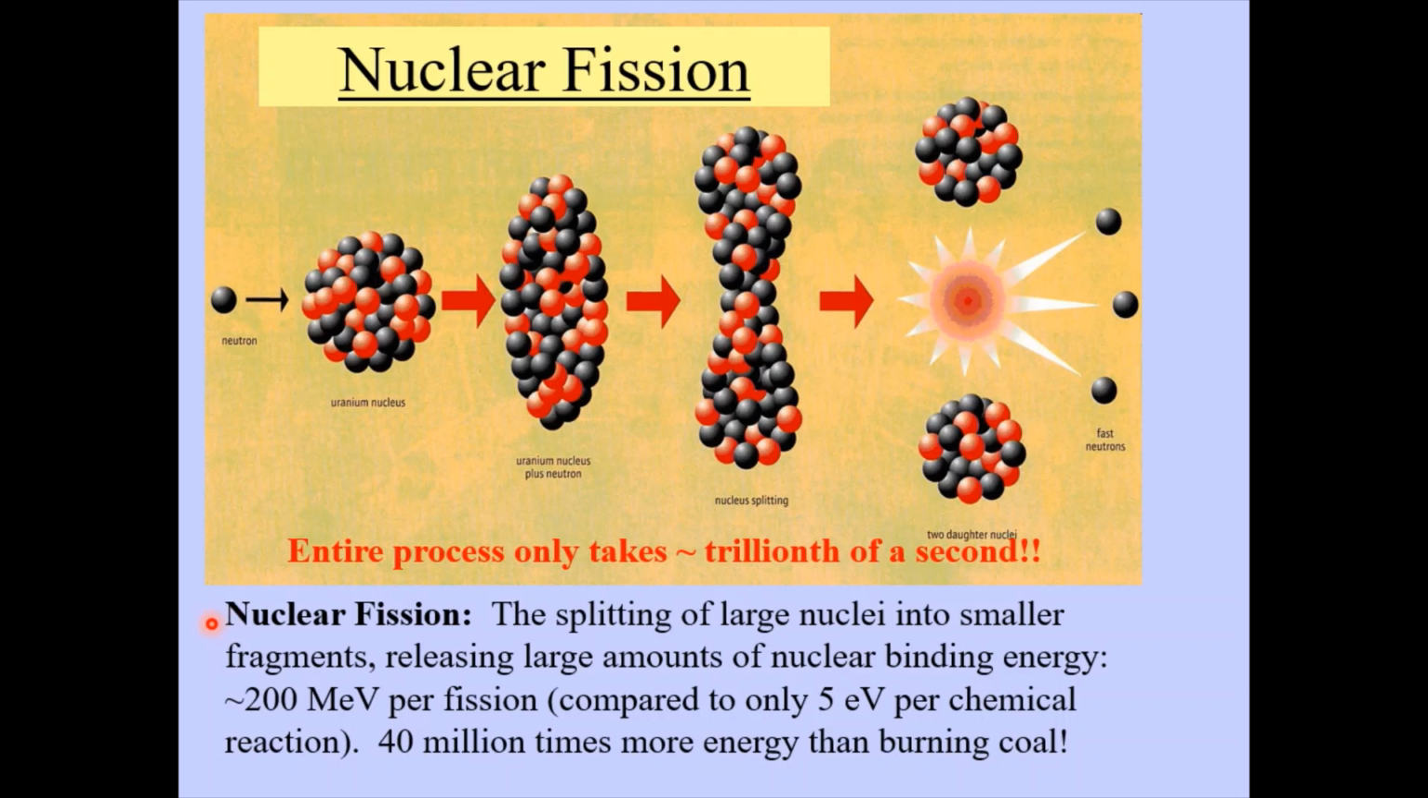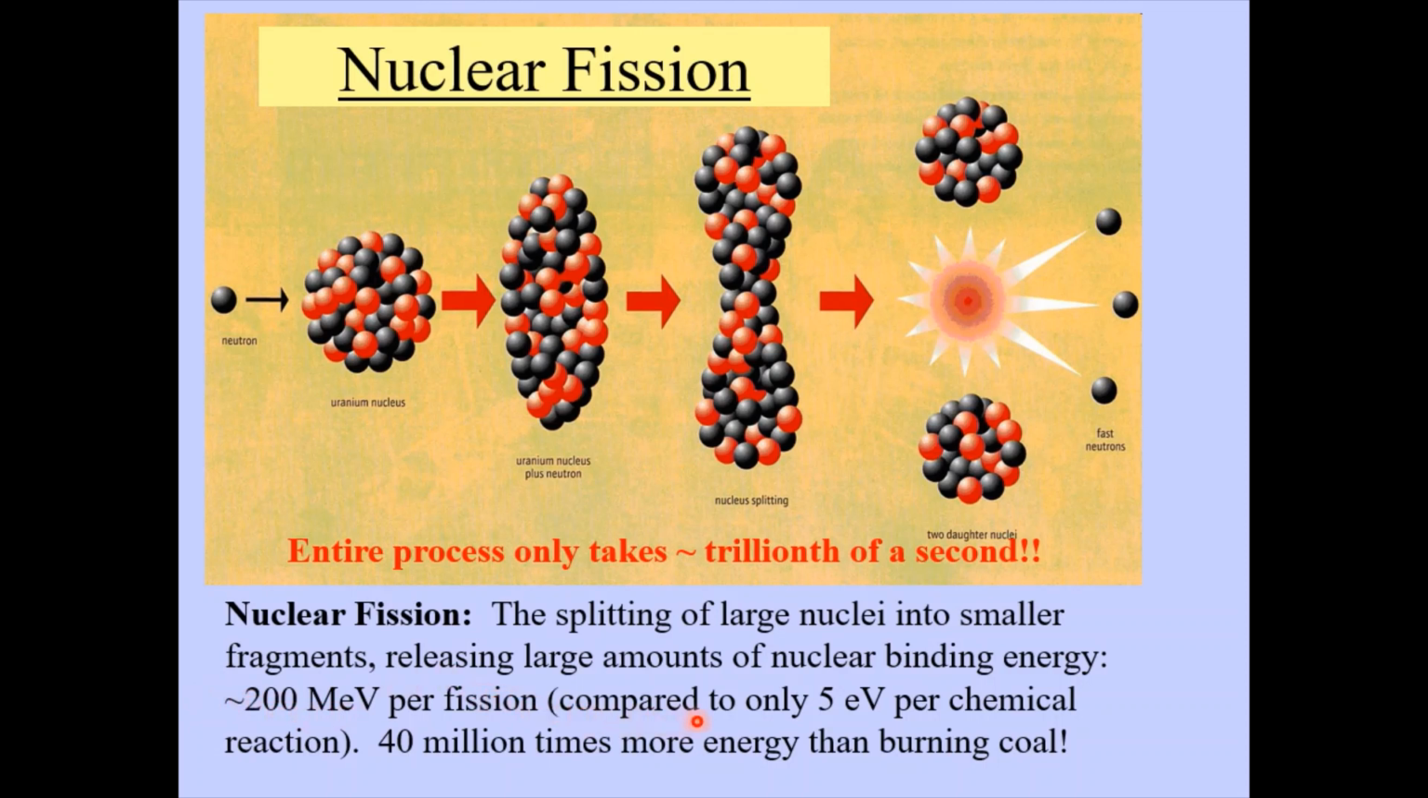So nuclear fission is the splitting of a large nucleus into smaller fragments. And in the process, it's going to release a large amount of nuclear binding energy. Remember, that's the energy that binds all these nucleons together. Now, here's what's amazing about the energy of this thing. When one of these uranium nuclei breaks apart or goes into fission here and snaps into two pieces, it releases on the order of 200 million electron volts.